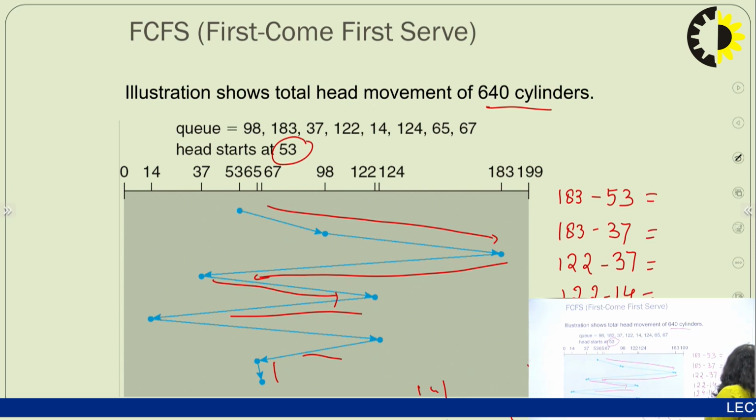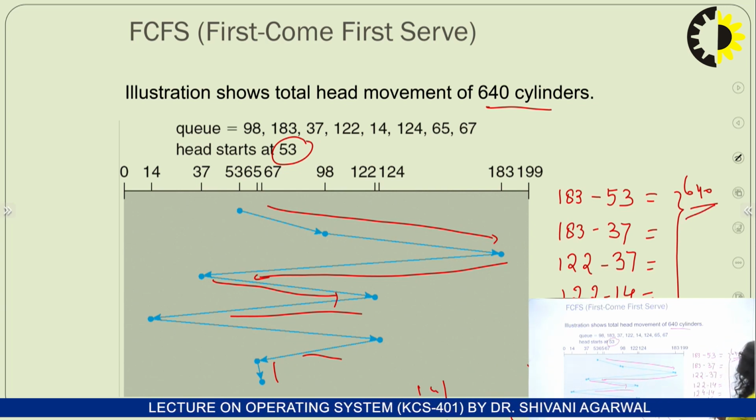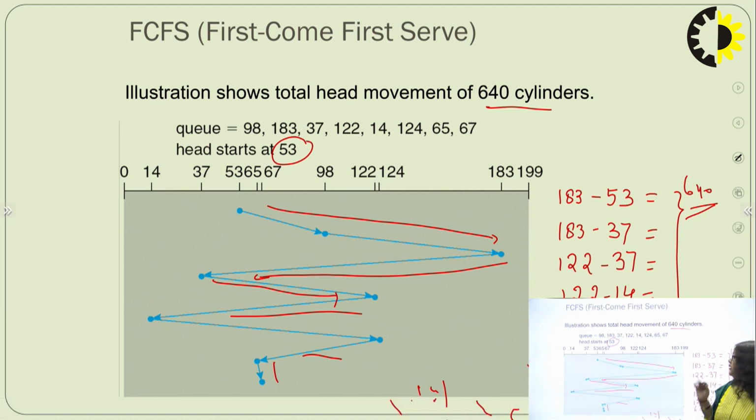So these are the total numbers, calculated as 640 cylinders. When we add all these numbers, the total is 640. So this is the FCFS algorithm, and the total head count of this algorithm is 640. We just calculate the numbers like that, and this is the basic formula for counting the head movement.